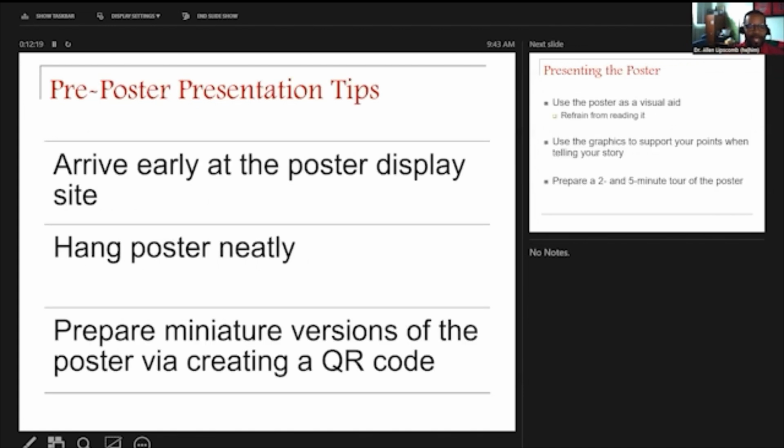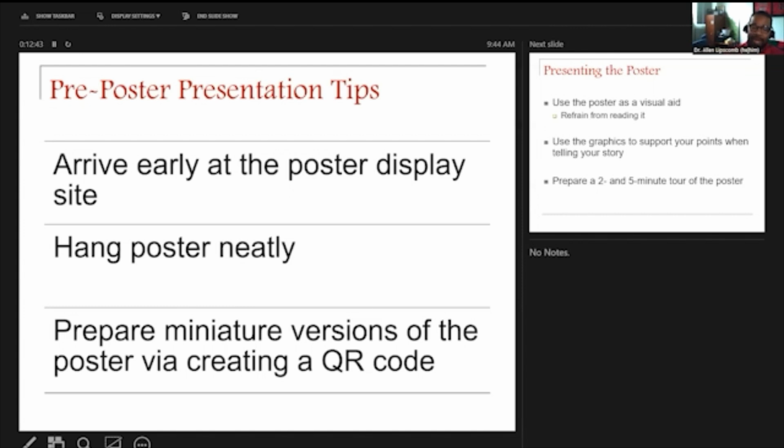Pre-poster presentation tips. You want to arrive at that venue early, right? At least 45 minutes to an hour early to set up, to rehearse it a little bit, get a feel of the lay of the land. You want to hang it neatly, right? You want to do all the things before they start letting folks into the venue to view it.